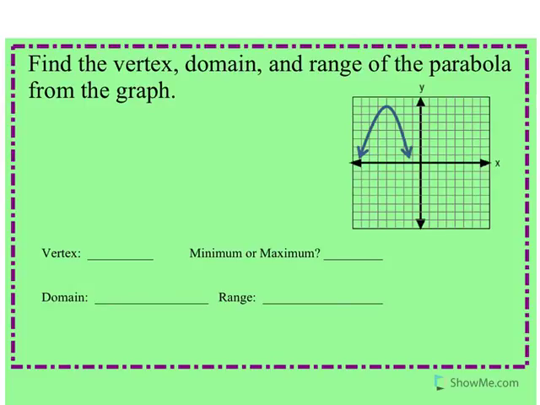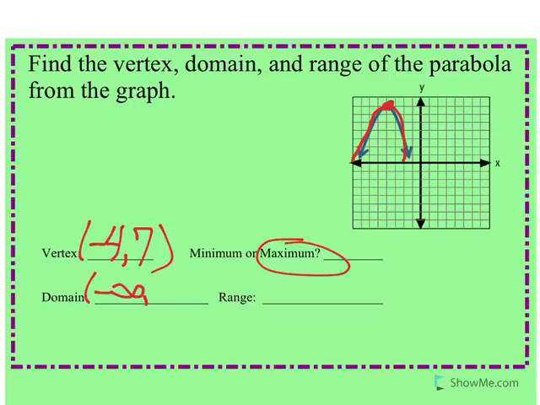Here, you have been given the graph, and I would like you to identify the vertex, the domain, and range. Now, the vertex is a high point, and it is located at negative 1, 2, 3, 4. And as far as how high it goes, it is at positive 7. Is that a minimum or a maximum? That is the highest it goes before it changes direction, so it's a maximum. The domain is forever to the left, forever to the right. The range, it goes as low as forever and as high as 7.